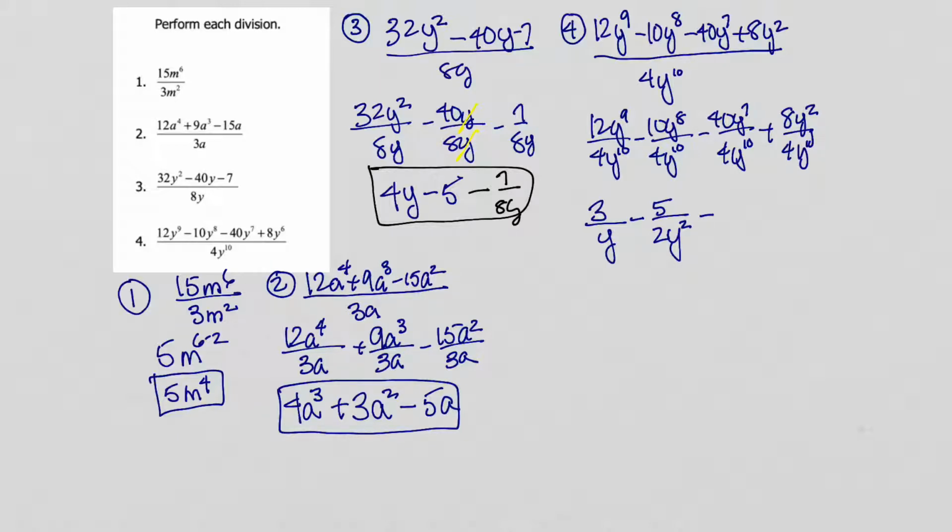Minus, now 40 divided by 4 is a 10. And what about y's? There's 7 on the top, 10 on the bottom. So these 7 will cancel with 7 out of those 10, leaving 3. So y cubed.